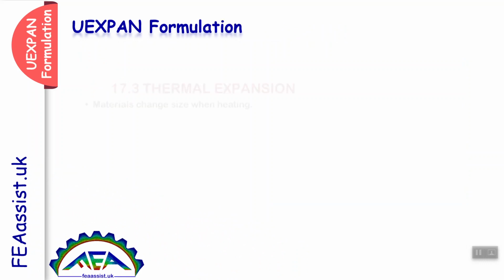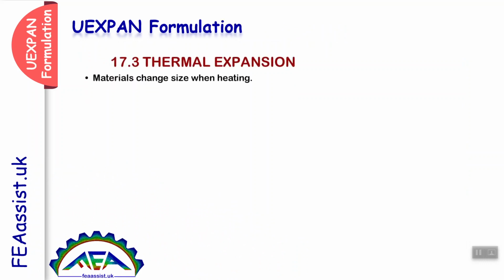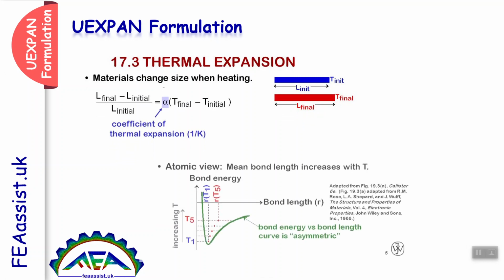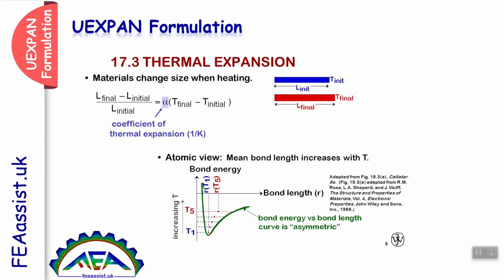UEXPAN formulation. Materials change size when heating. If you increase the temperature of a sample, the length of the sample will increase. How much? It depends on the coefficient of thermal expansion. Why? If you look at the atomic view, you will find that the distance between atoms increases by heating. This is the reason for thermal expansion.